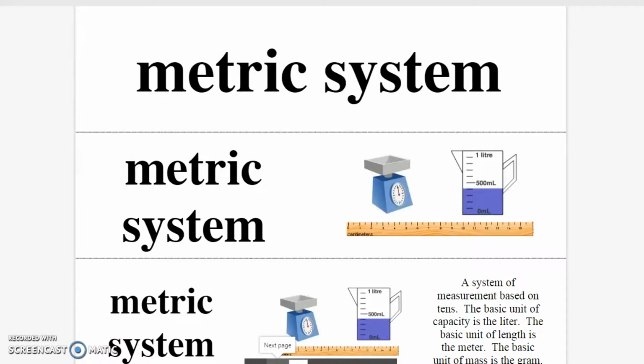Metric system. A system of measurement based on tens. The basic unit of capacity is the liter. The basic unit of length is a meter. The basic unit of mass is a gram.